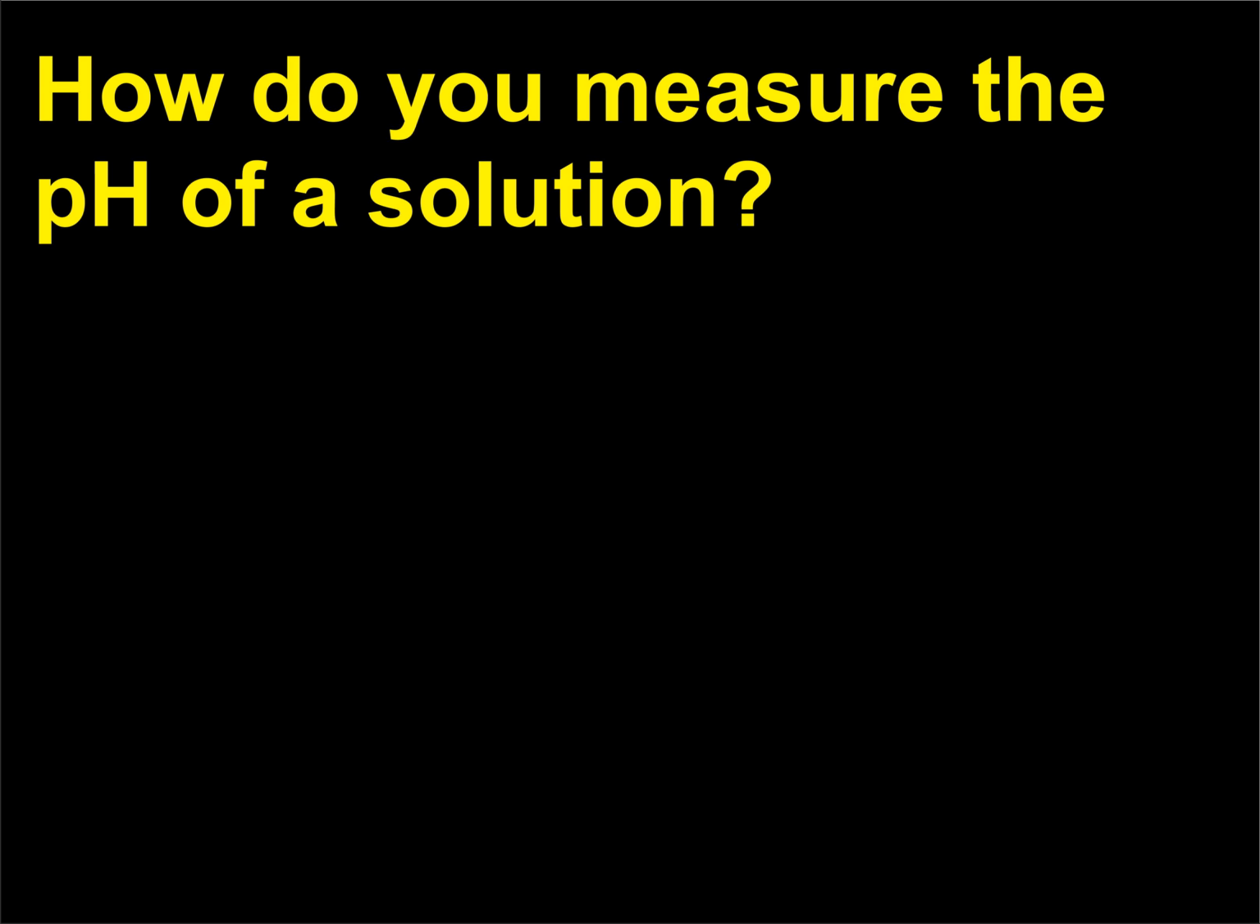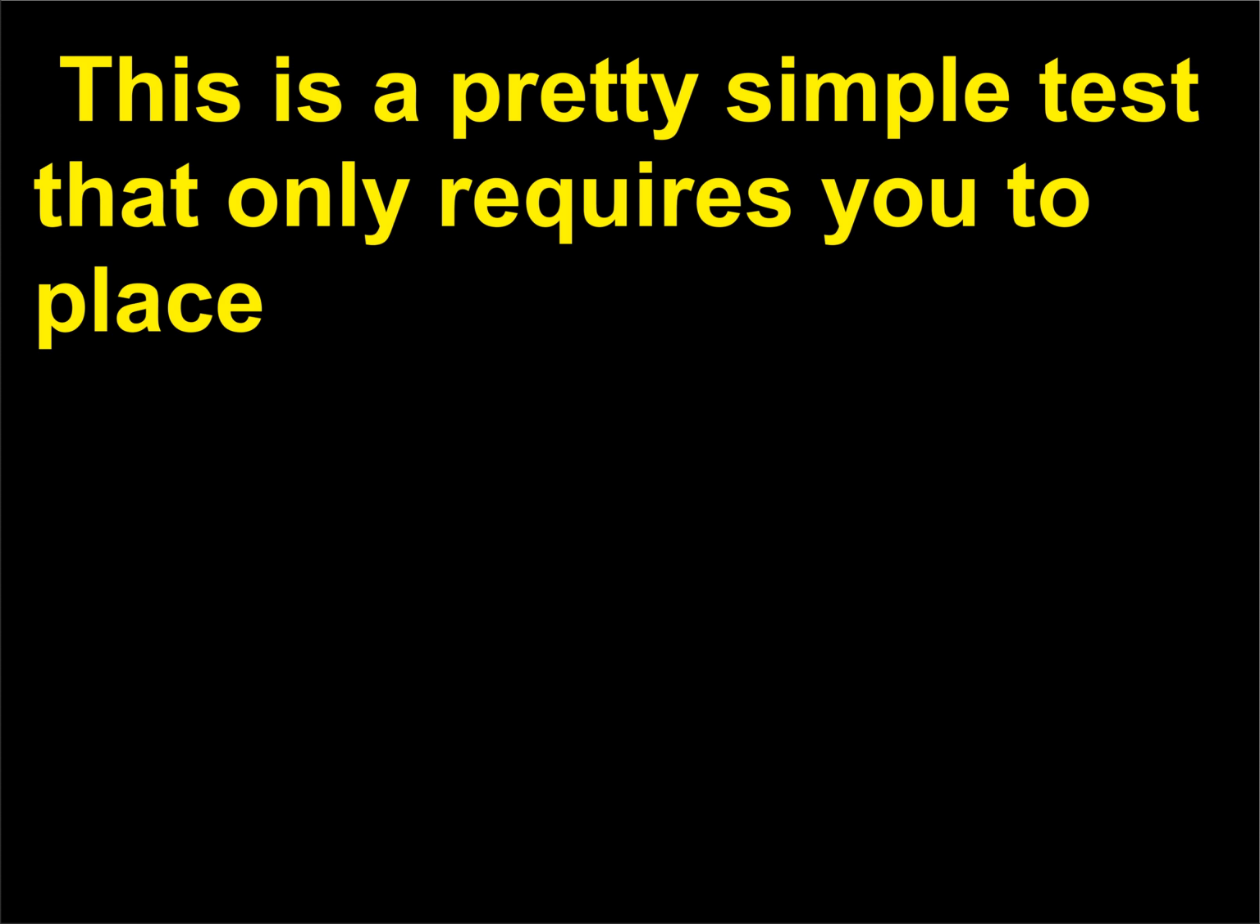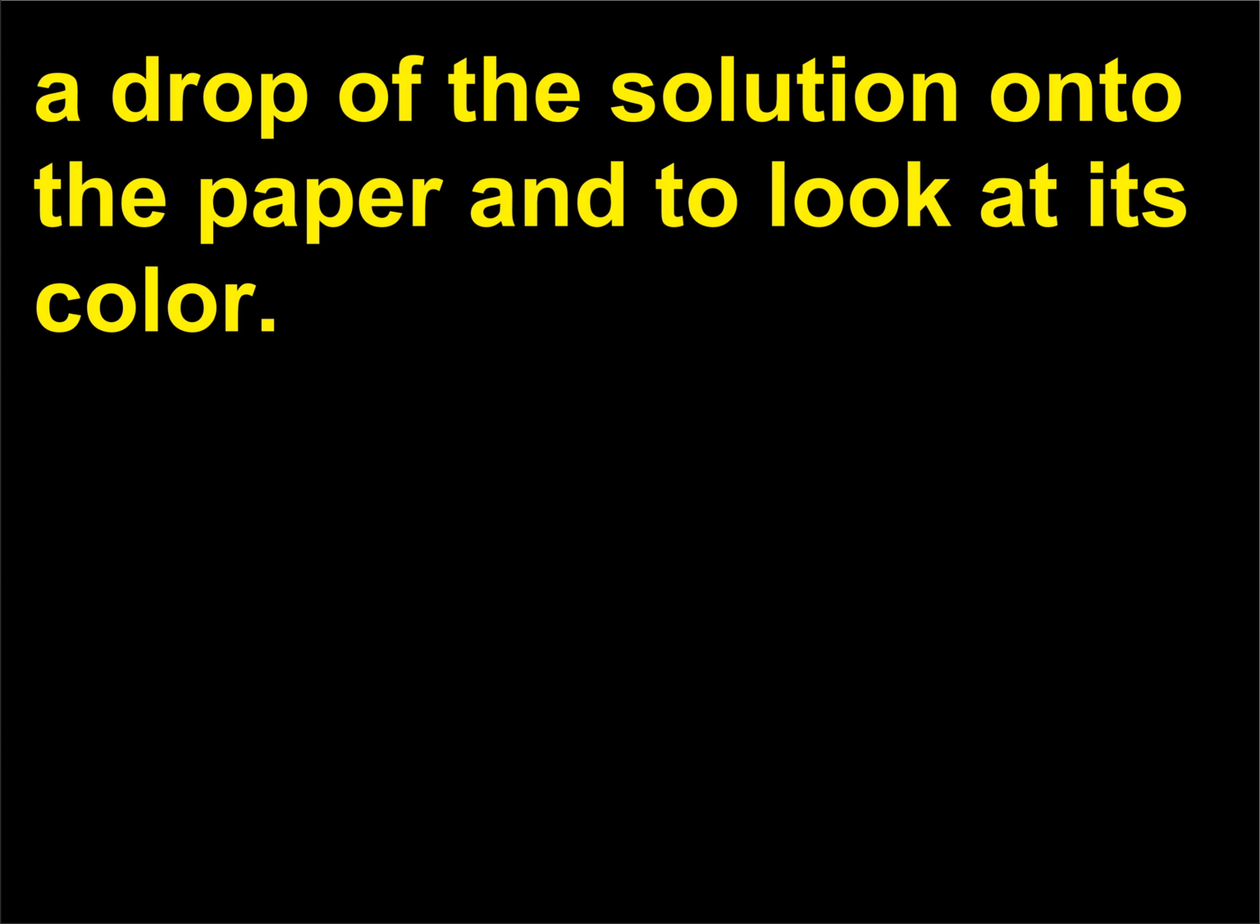How do you measure the pH of a solution? One of the first ways science students usually learn to test the pH of a solution is by using pH paper. This is a pretty simple test that only requires you to place a drop of the solution onto the paper and to look at its color.